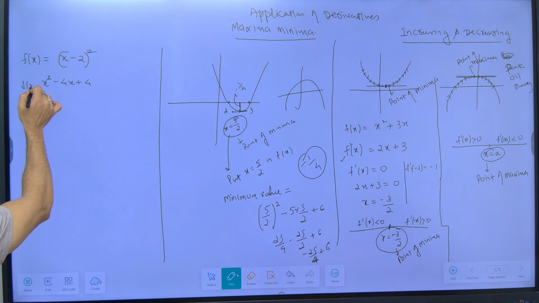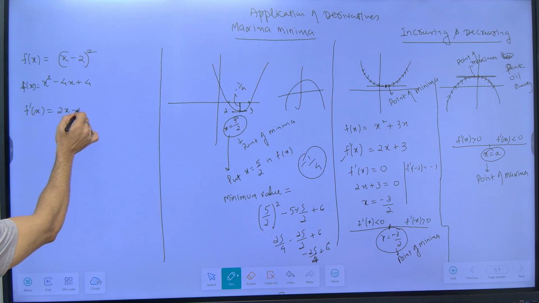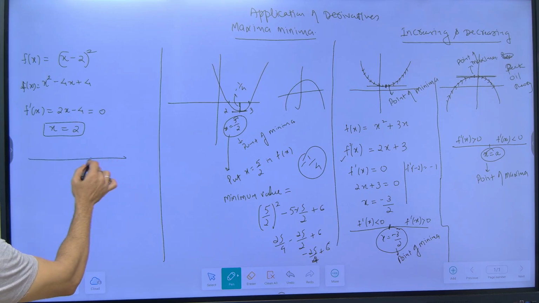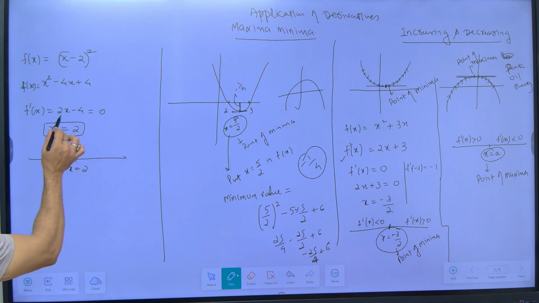This is your function. Then in the next step, you take the derivative of this function and put it equal to 0. So x is equal to 2, right? Then you take a number line, x is equal to 2. And you take any value less than 2 and put it here.